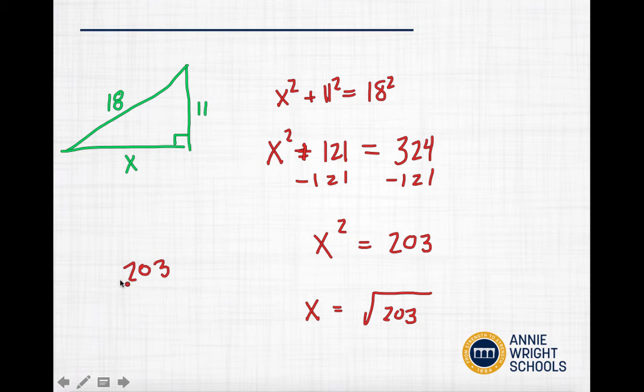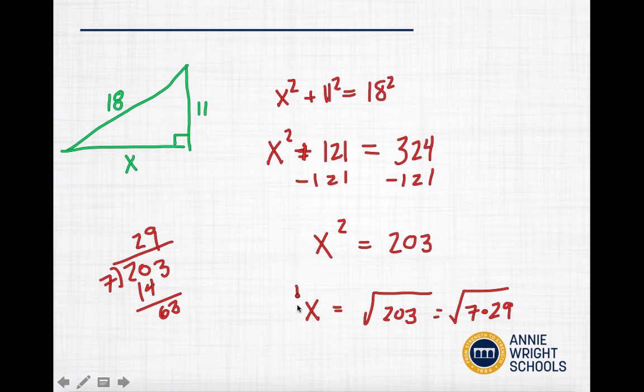Let's see, 203 divided by 7. 2, and that's a 14, and then, yep, 63. So 7 goes into it 29 times. So the square root of 203 is the same as the square root of 7 times 29. Now, 7 is a prime number, so the square root of it's not nice, and 29 is a prime number, so the square root of it's not nice. So there's your final answer. The square root of 203. That's the most exact answer.